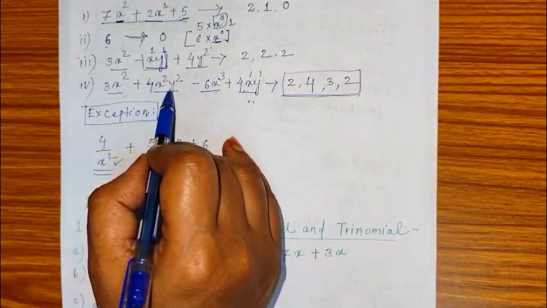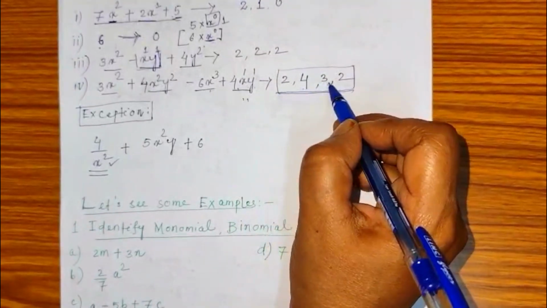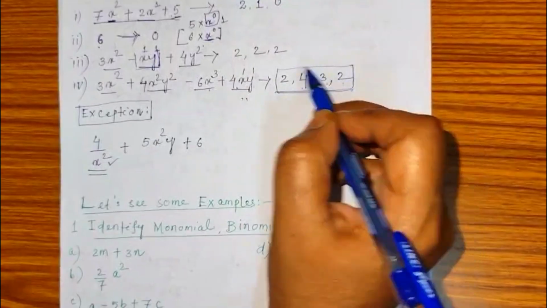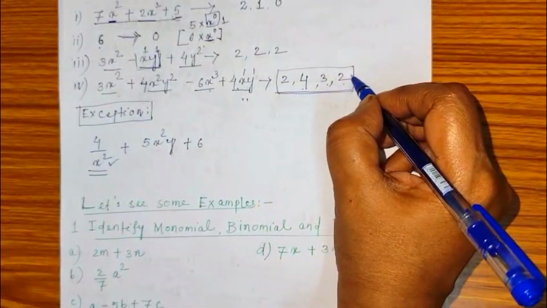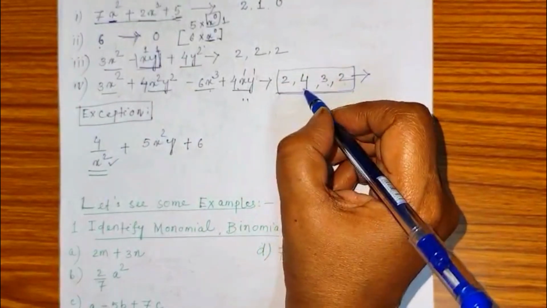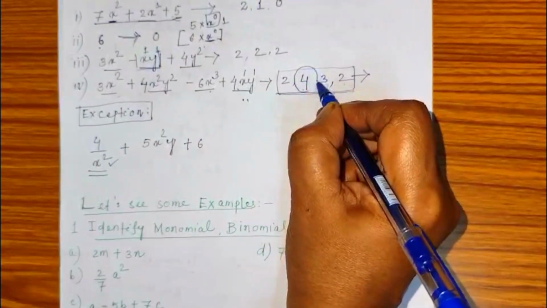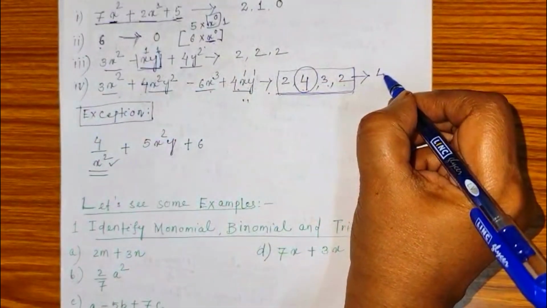See, individually for each term, we can find out that 2, 4, 3, 2, they are the degree. So in this case, we have to take the single one. Which one? The greatest, the largest one we have to take. So in this case, largest number is 4. So in this expression, the degree of polynomial is 4.